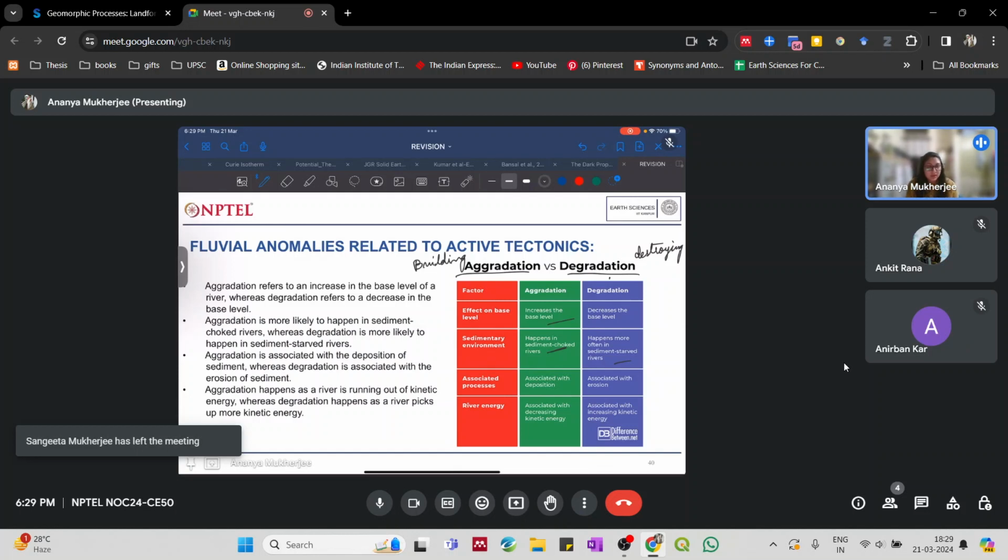Aggradation is associated with deposition, the sediments getting deposited, and degradation is associated with erosion. We already talked about it. When there is a decrease in the kinetic energy of the river, it can start aggrading or depositing. Whereas if there is an increase in the kinetic energy, the response of the geomorphology changes to degradation.